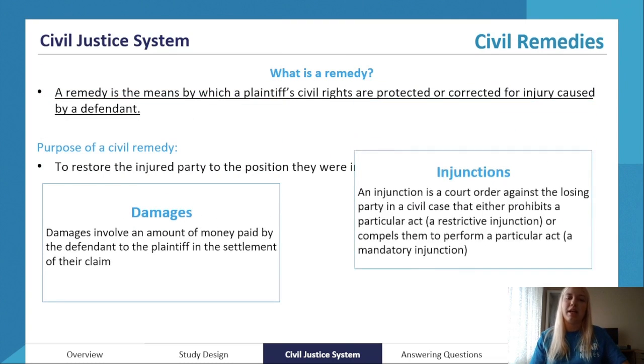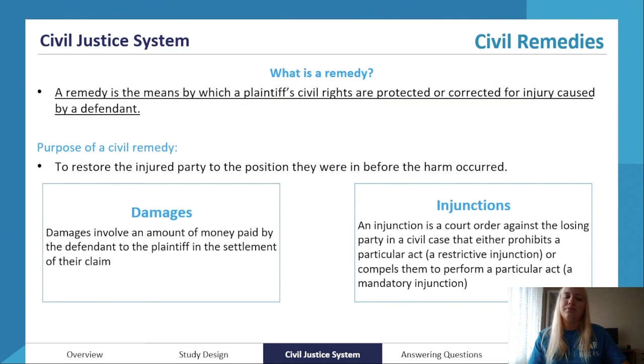Our last concept for today is remedies. So we said that this is the compensation, the relief that is given to the plaintiff. It's the means by which a plaintiff's civil rights are protected or corrected for injury caused by a defendant. And we need to know this general purpose of civil remedies: to restore the injured party back to the position they were in before the harm occurred as much as possible. The two types of civil remedies are damages, which is the most common one, and injunctions. And in this definition, we also have their specific purposes as well, guys. So it's really all in one slide.